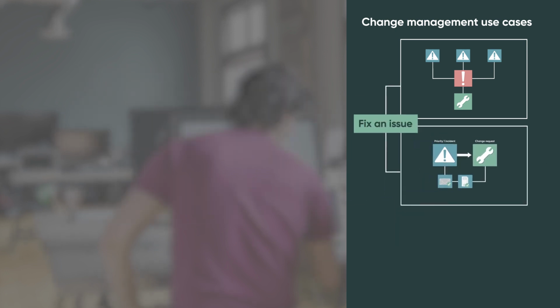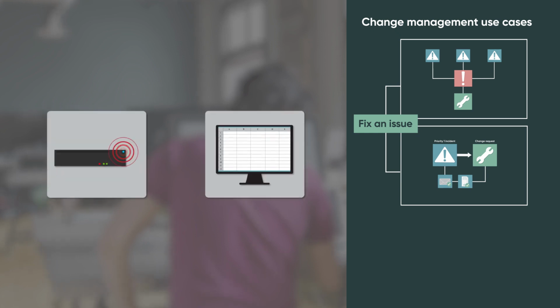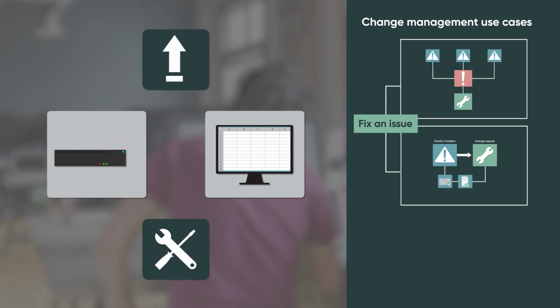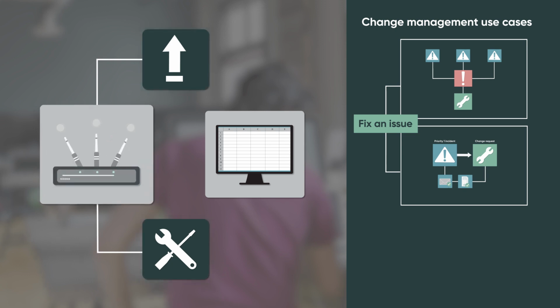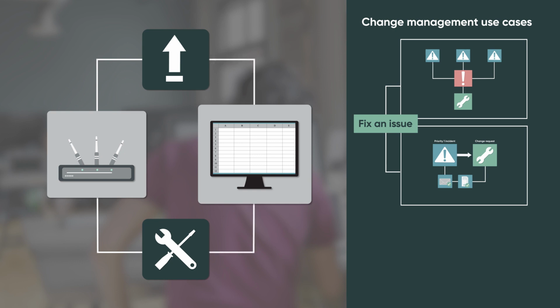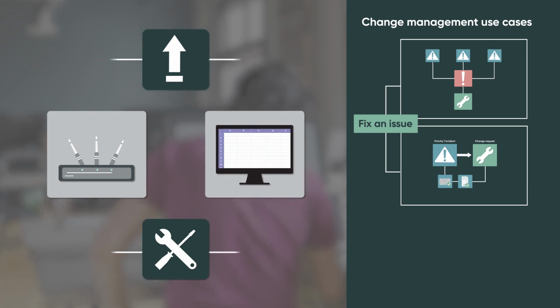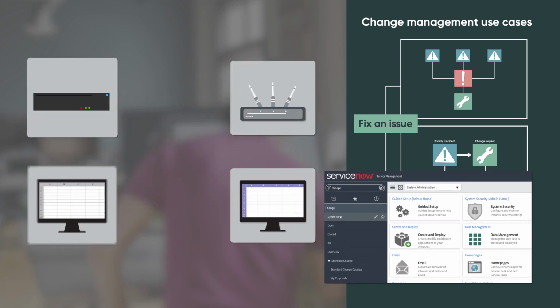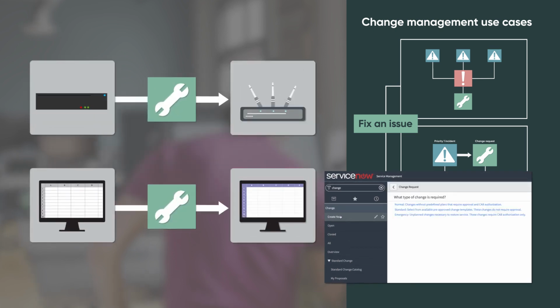Fixing an issue is a common, but not the only, use case for change management. Change requests may also be created for other reasons, like maintaining or upgrading hardware or software. For example, we might replace our old router with a new one to boost range and speed, or upgrade our enterprise productivity software suite to the latest version. Such changes may originate as change requests instead of being spawned from incident or problem records.